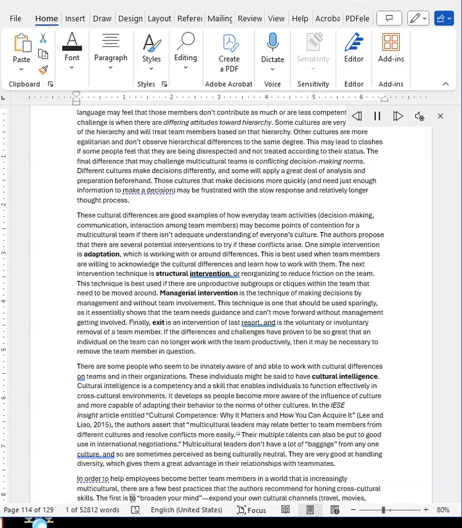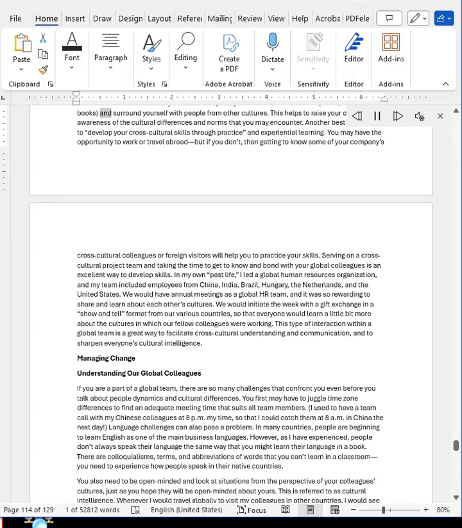The first is to broaden your mind, expand your own cultural channels: travel, movies, books, and surround yourself with people from other cultures. This helps to raise your own awareness of the cultural differences and norms that you may encounter. Another best practice is to develop your cross-cultural skills through practice and experiential learning.